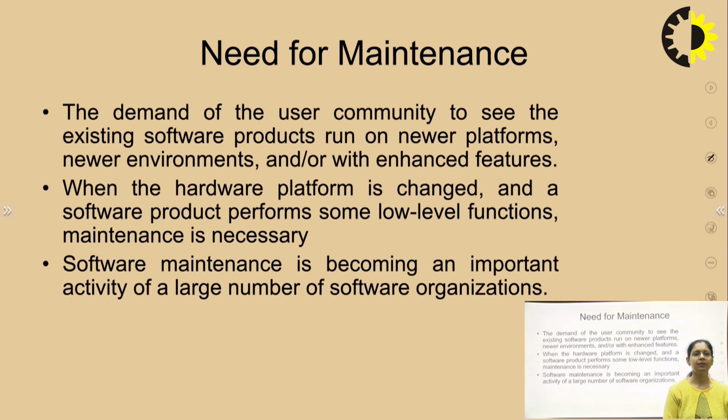So when the hardware platform is changed and the software product performs some low level functions, again the maintenance is necessary. Because it is not necessary that as soon as you change the platform, the software will run the way it was running earlier on the earlier platform. There might be certain changes that are needed in the software. So for that, the maintenance of the software is needed. Software maintenance is becoming an important activity for a large number of software organizations, because once the software is developed, the maintenance goes on for a longer period of time.